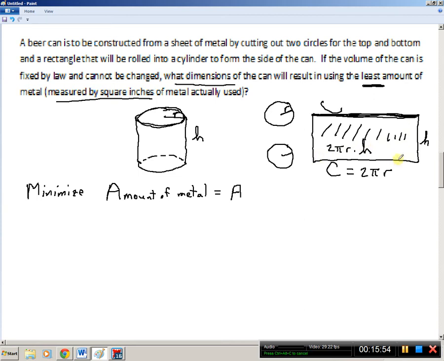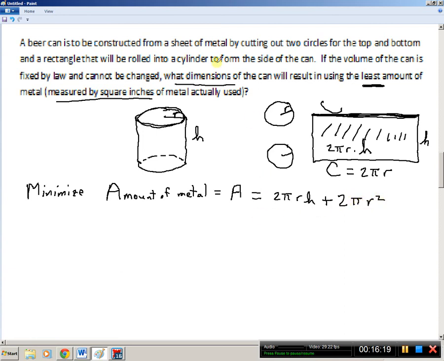In other words, length times width is the area of a rectangle. So the total amount of metal would be this number, 2 pi r h, plus the areas of these two circles. Each circle is pi r squared, and I've got two of them, so I've got 2 pi r squared.